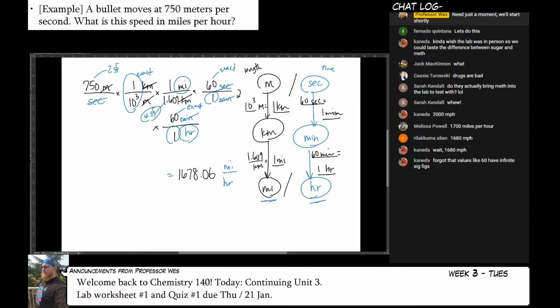So the lowest number of sig figs shown is 2. My answer should have 2 sig figs. I would report my answer is 1,700 miles per hour.